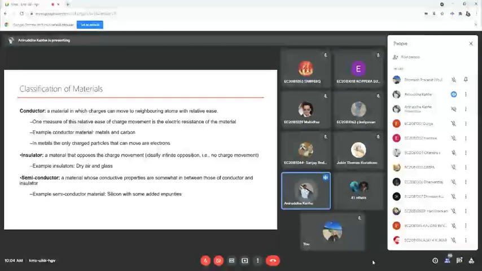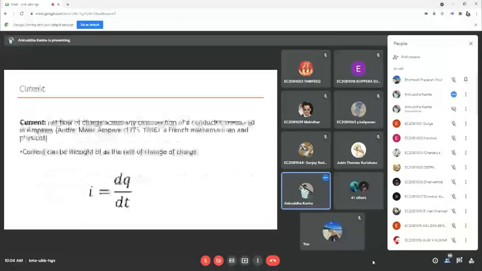So classification of material, that also we have discussed in the previous lecture, that is conductor, insulator, semiconductor, and based upon band diagram also, I asked you to recall that thing. And that is for the current. So current is rate of change of charge. So that is given by dq by dt.